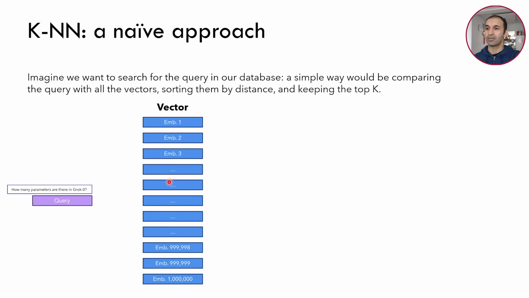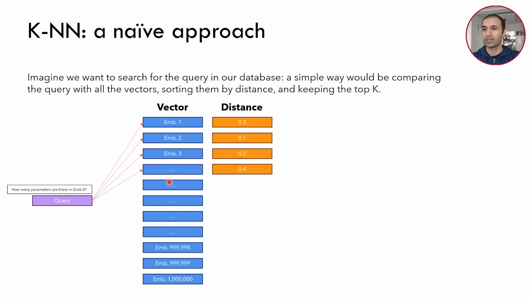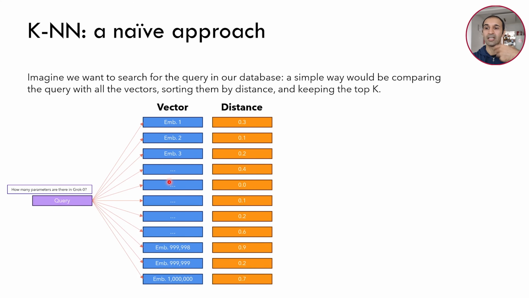So what we do in KNN with the naive approach, which is the simplest way of matching a query to all the other vectors, is to compare this query with all the other vectors, given our cosine similarity function. For example, we may have 0.3 with the first vector, 0.1 with the second, 0.2, etc. Then we sort them by cosine similarity score, for example with the highest one first. For example, this one should be the first, then this one should be the second, etc.